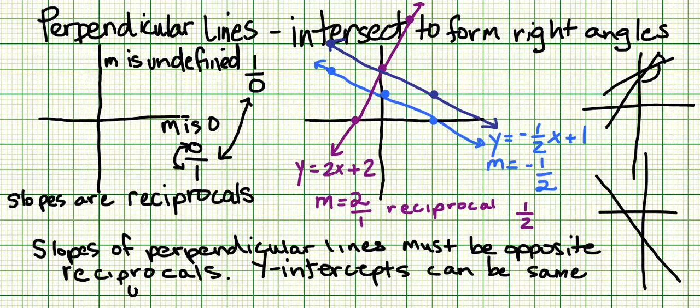Okay? So you may want to add that to your notes. Slopes of perpendicular lines must be opposite and reciprocals. The y-intercepts can be the same or different. I'm going to clear this screen in a bit and we'll do a table that kind of summarizes. And if two lines aren't parallel and they're not perpendicular, then basically we just say they're two lines, they cross each other, but there's nothing special about them. So we'll talk about that too.